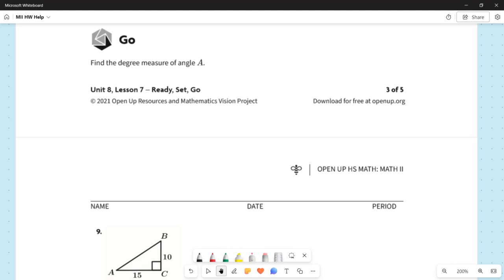And finally, we're going to wrap things up here in the Go section. So the directions for the Go section are relatively straightforward. Find the degree measure of angle A.